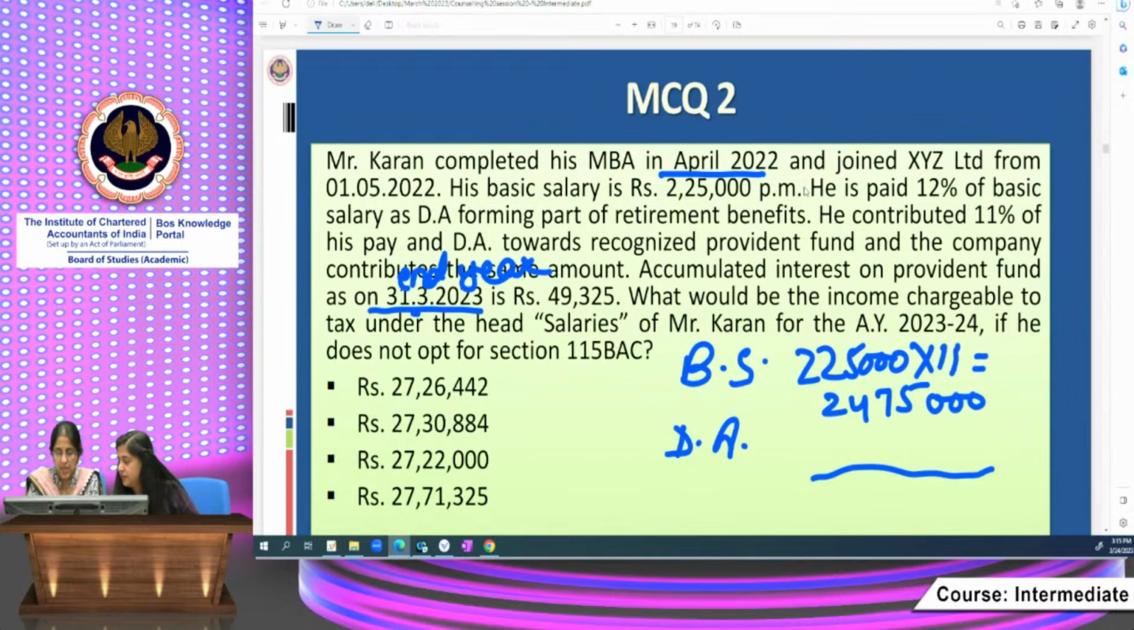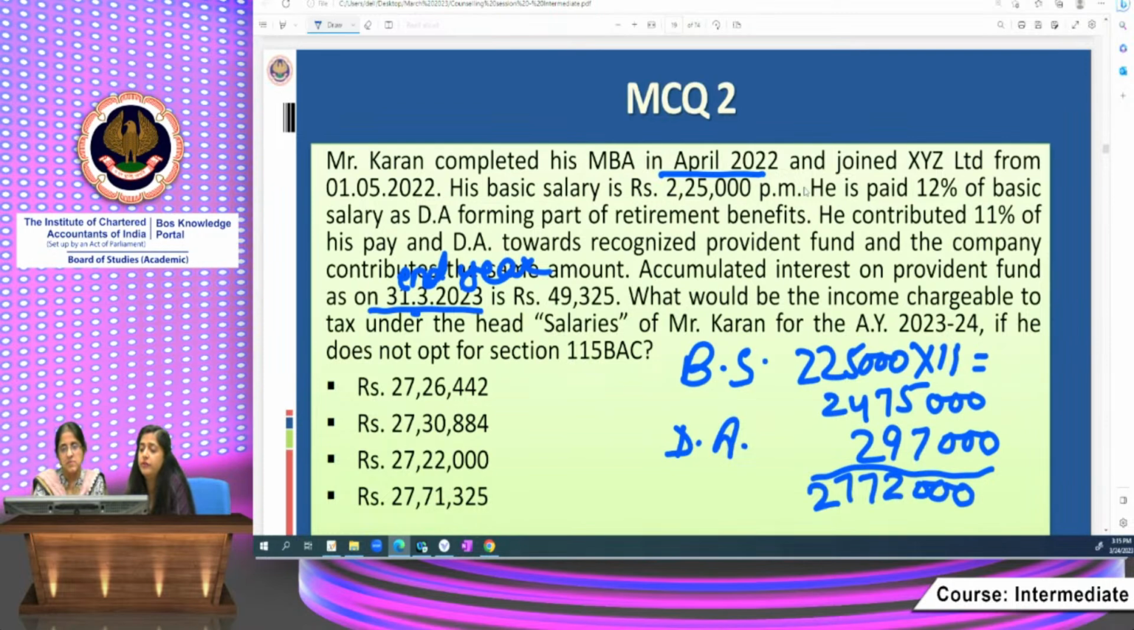And DA is 12% of basic pay, which is 2,97,000. So it comes to 27,70,000. You are not supposed to do the total. I have done this because of the computation of recognized provident fund. Then I have to see the employer. If the employee has contributed to recognized provident fund, then he will get the deduction under section 80C in that respect.